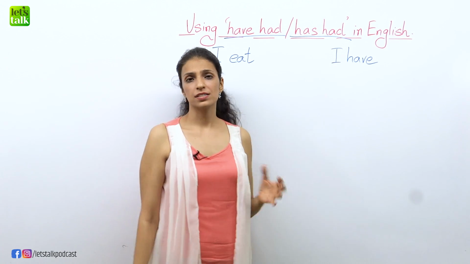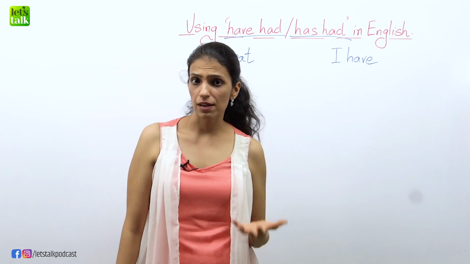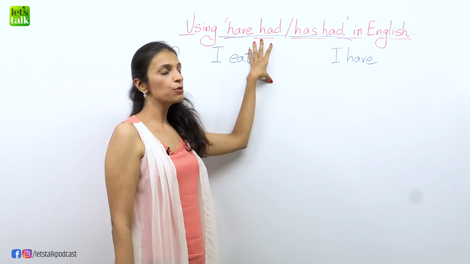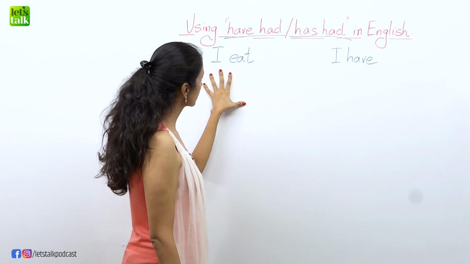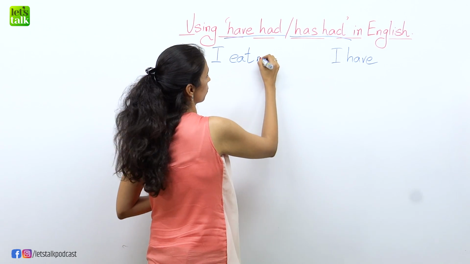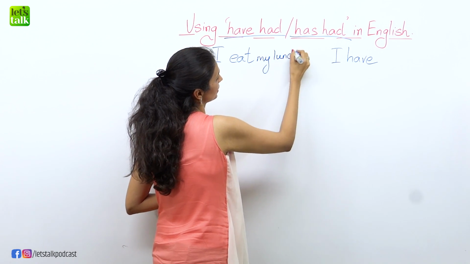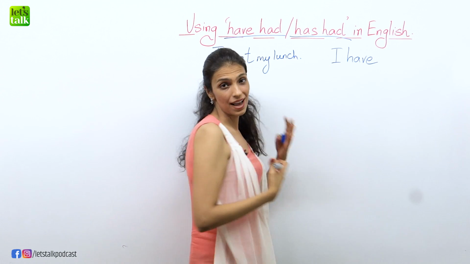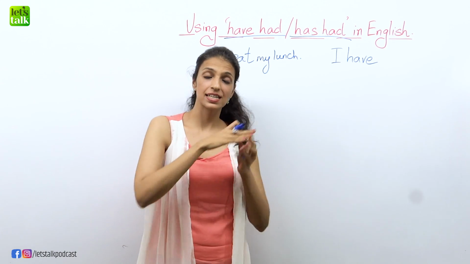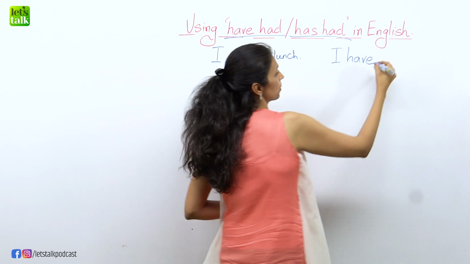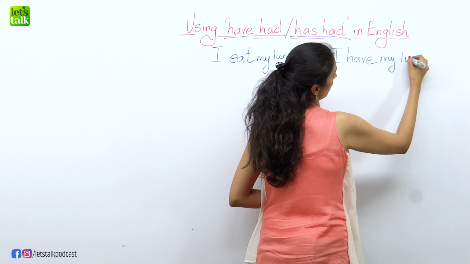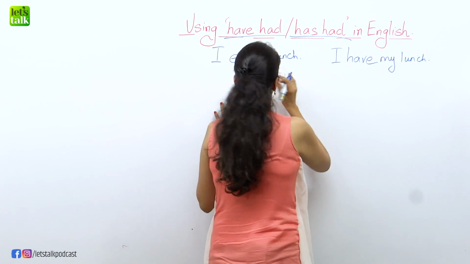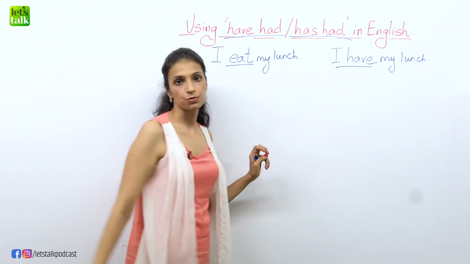Now first, before we understand examples and the usage of have had, let's understand how we get this have had, okay? I've put a small sentence here: I eat my lunch. Supposing I tell you I eat my lunch, the same thing I can say using have, where have plays the main verb of eating. It replaces the verb eat, and you say I have my lunch, okay? Both these sentences are in the simple present.